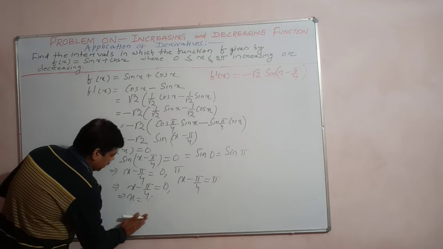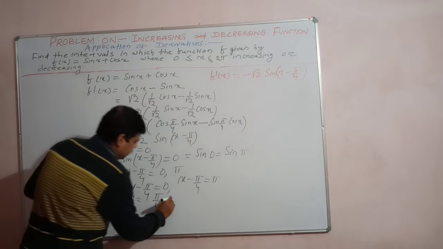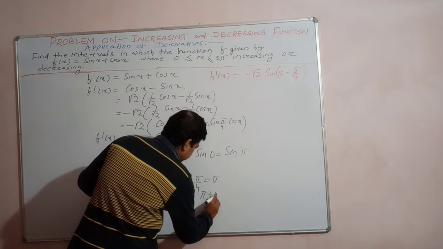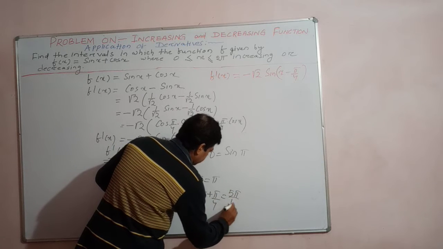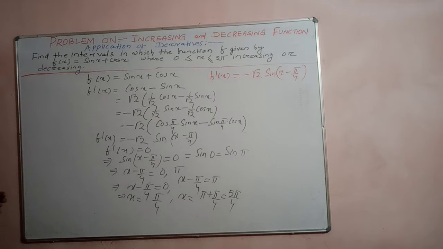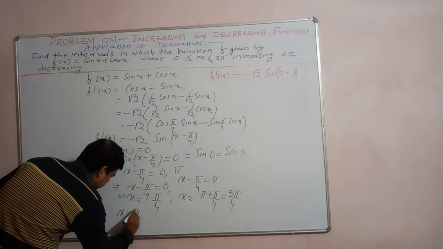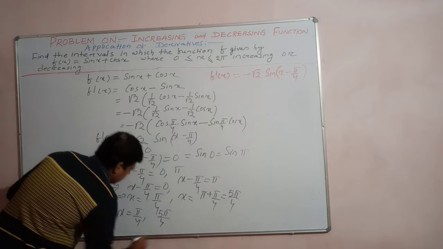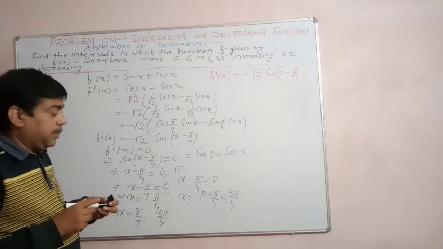x is equal to pi upon 4, and x is equal to pi plus pi by 4, which is 5 pi by 4. So we got the points x is equal to pi by 4 and x is equal to 5 pi by 4.